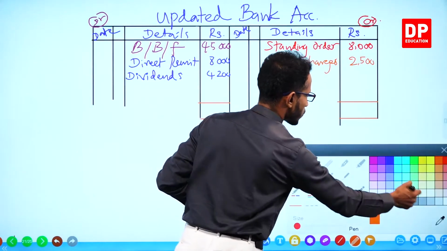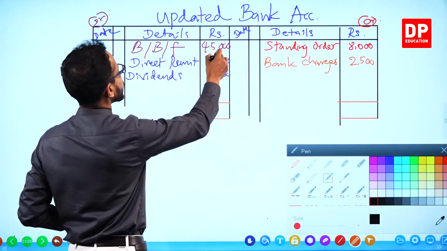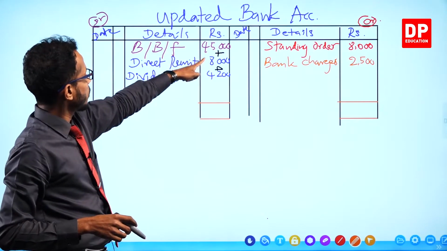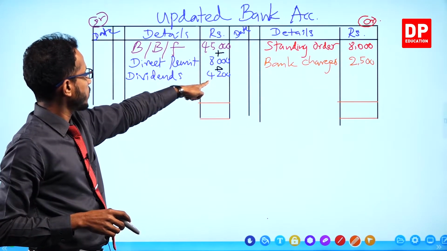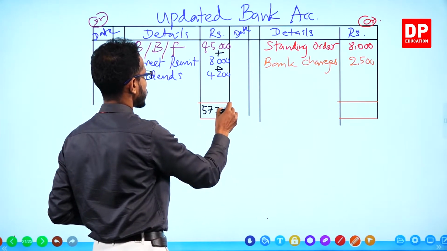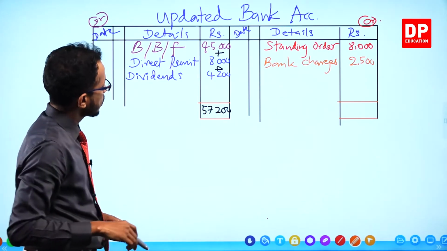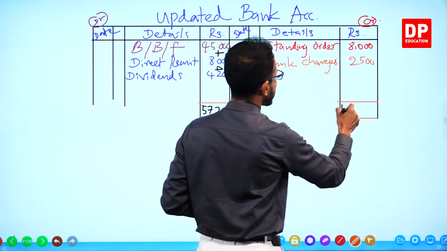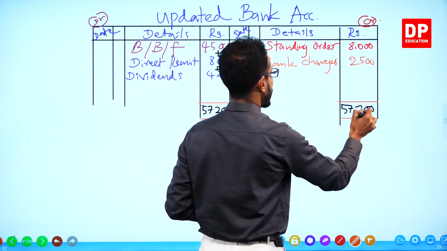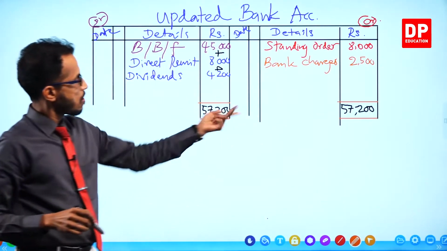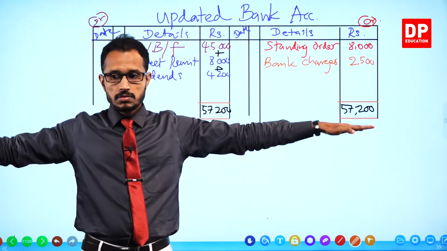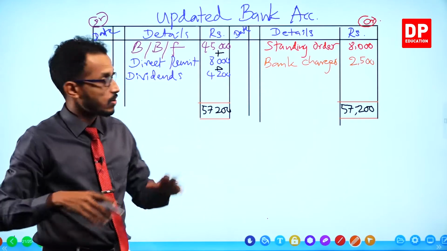It is 45 plus 8 plus 4,200. So 45 plus 8, 53, 57,200 is the sum of the debit side. 57,200 is taken to the credit side. Both sides should have the same total. That's why we are calling it balancing.